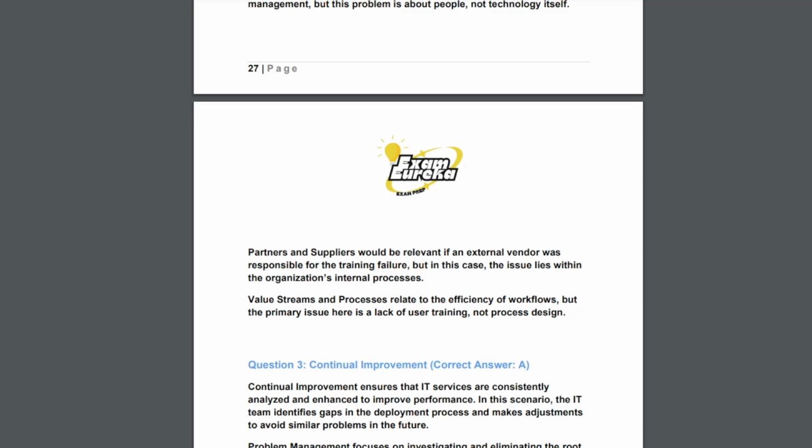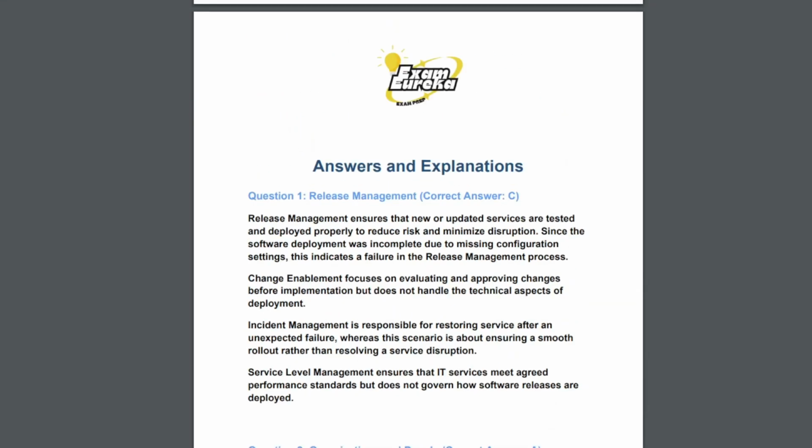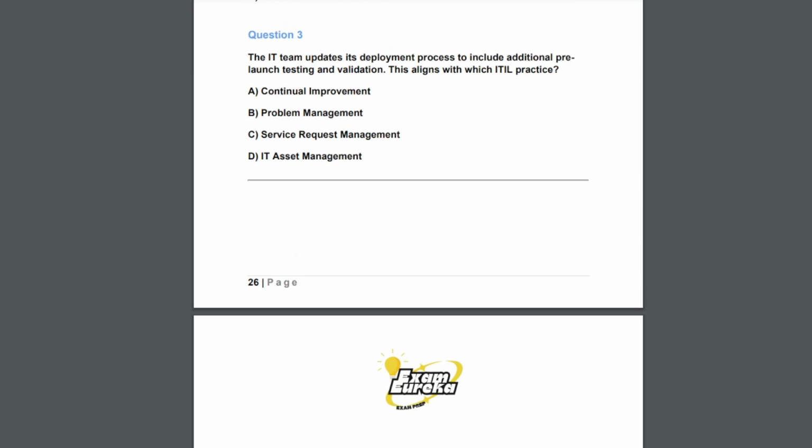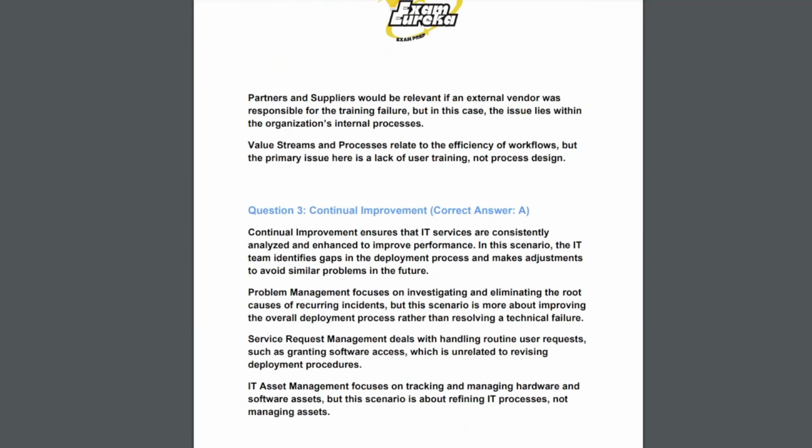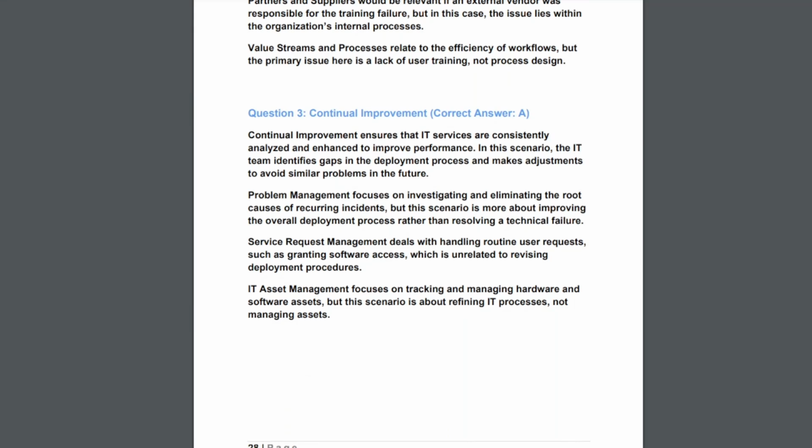And question 3, just remind ourselves what that question was, as the IT team updated the deployment process to include additional pre-launch testing and validation. Which ITIL practice does this align with? And that, as you've probably seen on the screen, is continual improvement. Continual improvement ensures that IT services are consistently analyzed and enhanced to improve performance. In this scenario, the IT team identifies gaps in the deployment process and makes adjustments to avoid similar problems in the future.